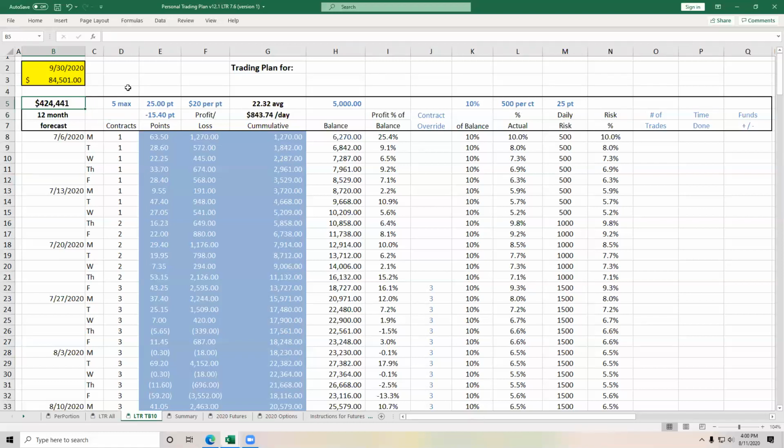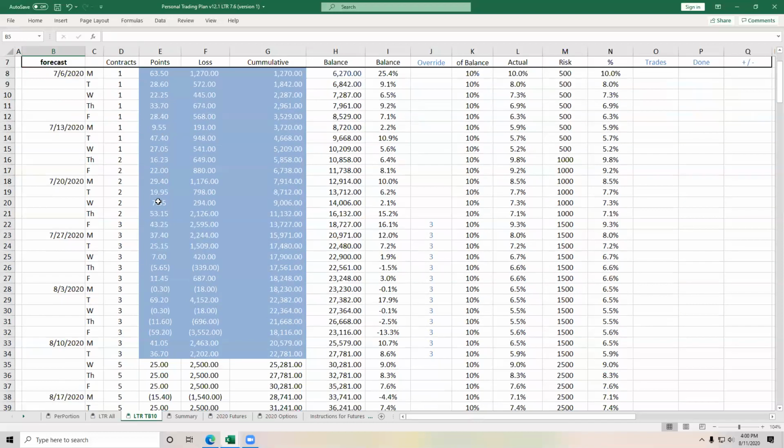That's not a guarantee. That's not a certainty. It's all going to be based on what your actual performance is going forward. We have 5.5 weeks behind us, and we're looking for what the remainder of the 12 months is going to be.